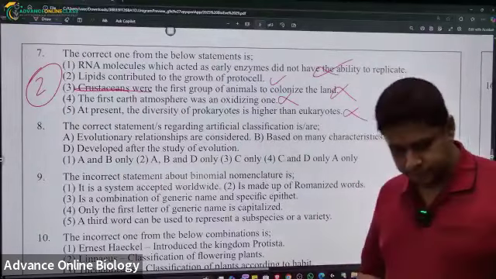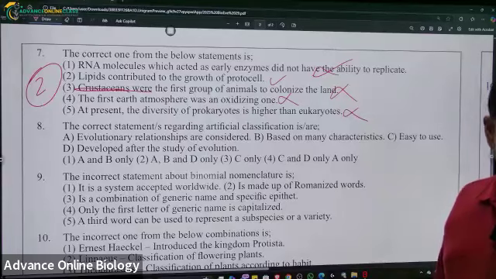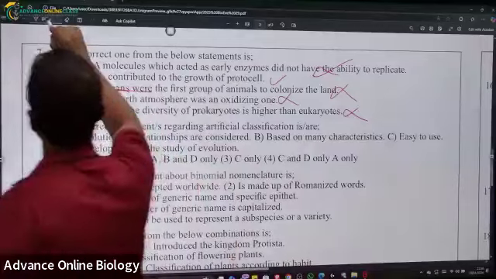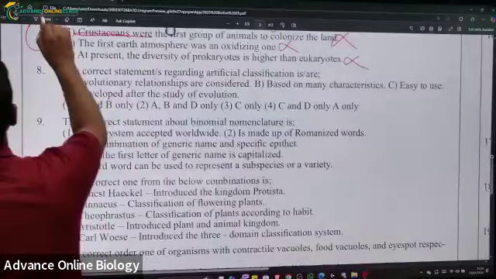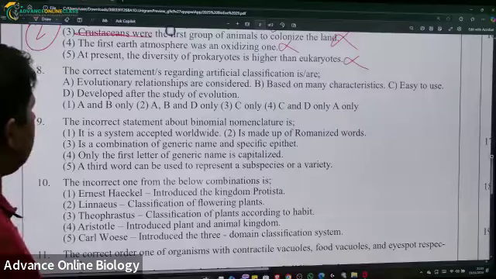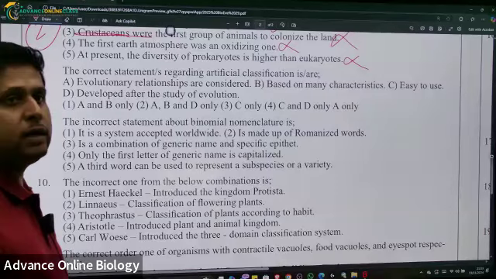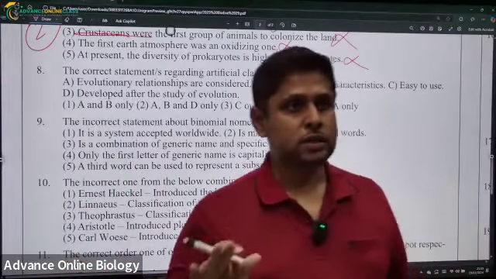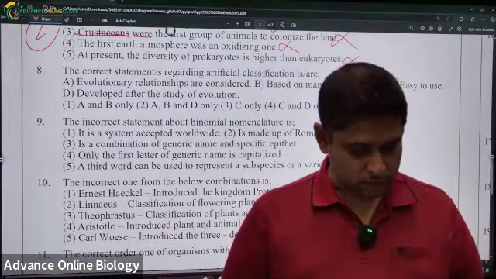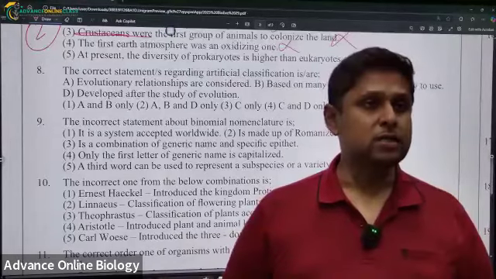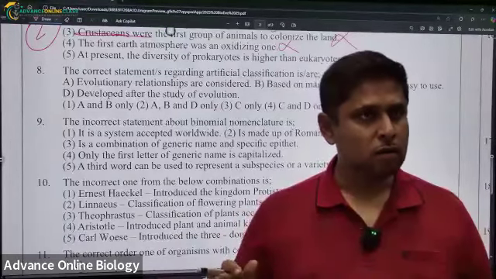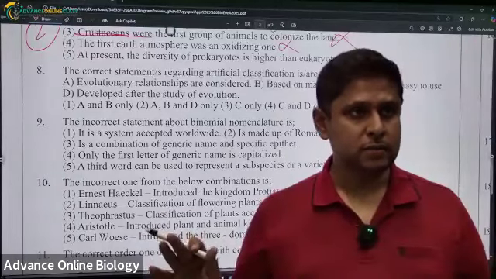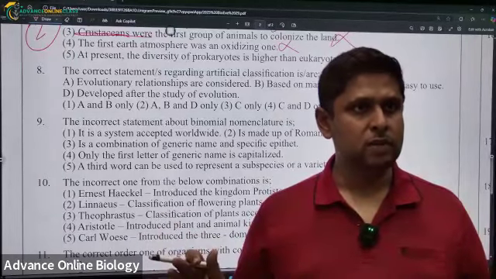Question number 8. The correct statement regarding artificial classification is: evolutionary relationships are considered. In artificial classification, evolutionary relationships are not considered. So the first statement is wrong. Then, based on many characteristics. No, few characteristics. Wrong. The next one, easy to use, easy to classify. Yeah, we can agree with that.